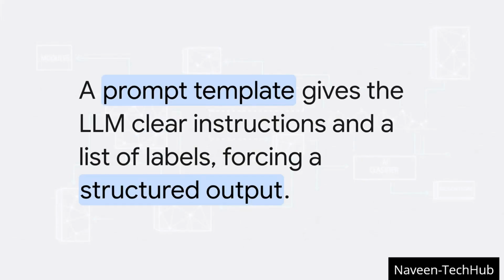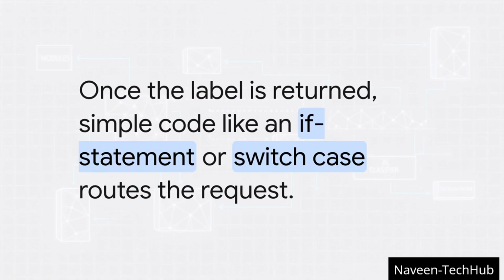The real heart of building this is the prompt template itself. The key, as you can see, is just giving the LLM crystal clear instructions. You tell it its job is to classify, and then you give it a very specific, limited list of labels it's allowed to choose from. This constraint is what forces the model to give you back a structured, predictable output, not just some long, rambling sentence.